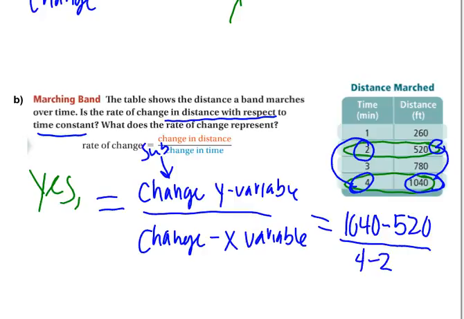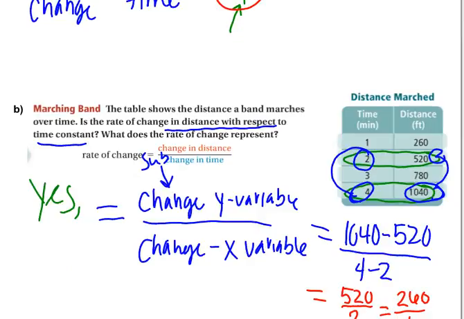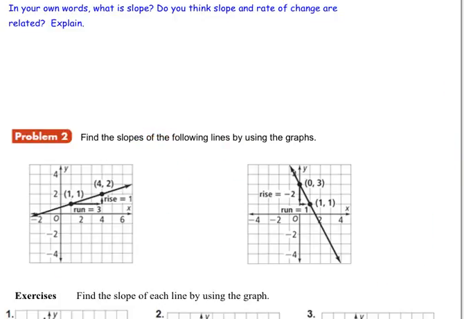Now we just crunch some numbers here, okay? 1040 minus 520, 520. 4 minus 2, 2. Now I divide, I get 260 over what? Is that what we had up here? Bingo! Sure did, it all works out. So, yes, we mathematically just proved that it is constant over time. So this is kind of actually a pretty hard problem. The more of our focus on our lesson today will be finding the slope of a line using graphs, which is what we're going to go into right now.